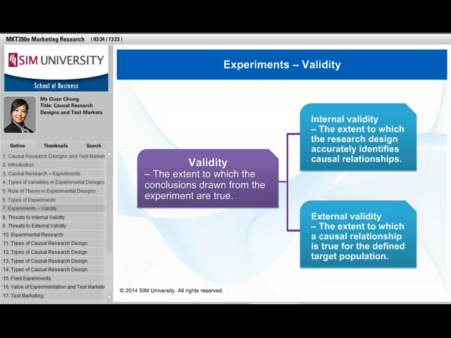Internal validity refers to the extent to which the research design accurately identifies causal relationships. Internal validity exists when the researcher can rule out other explanations for the observed conclusion about the functional relationship, while external validity refers to the extent to which a causal relationship found in a study can be expected to be true for the target population.